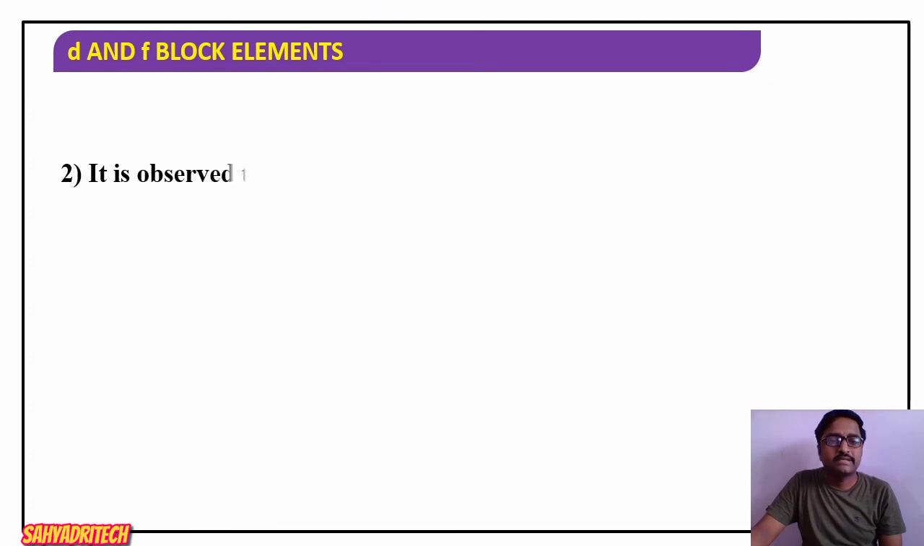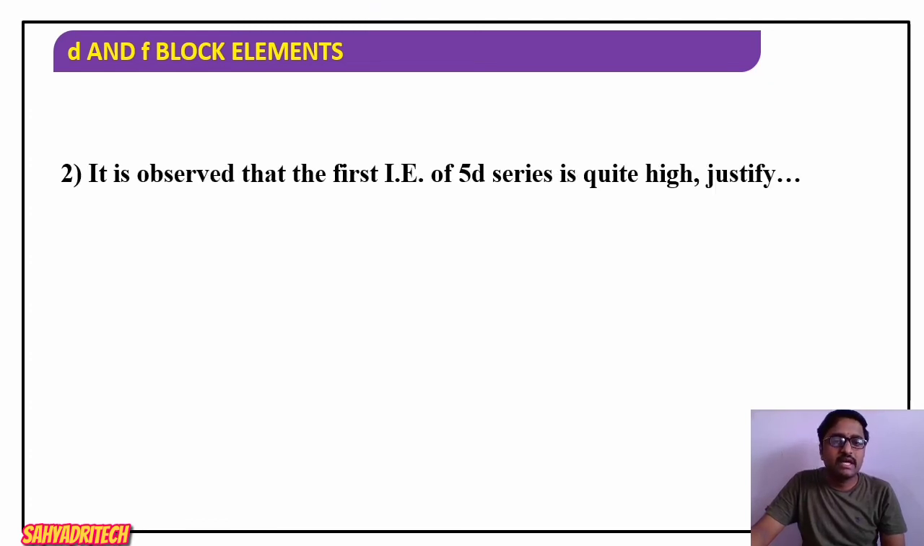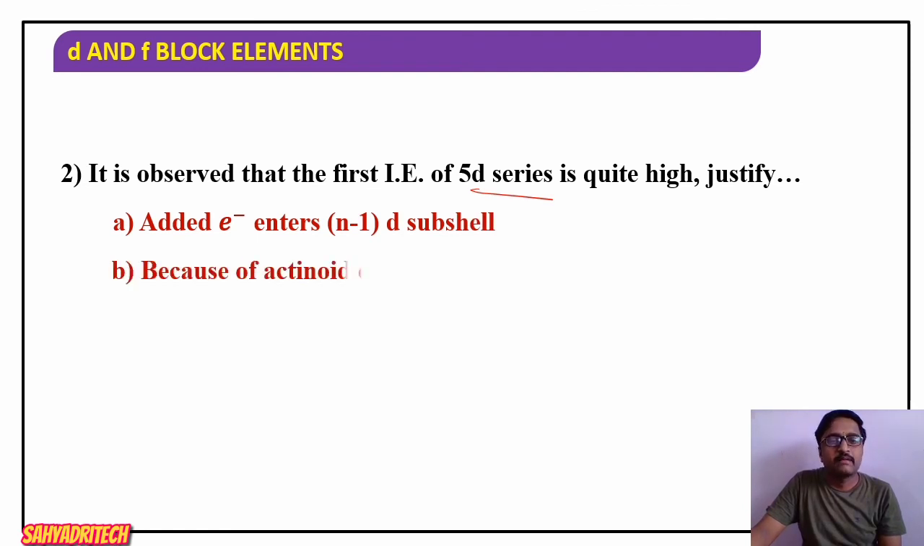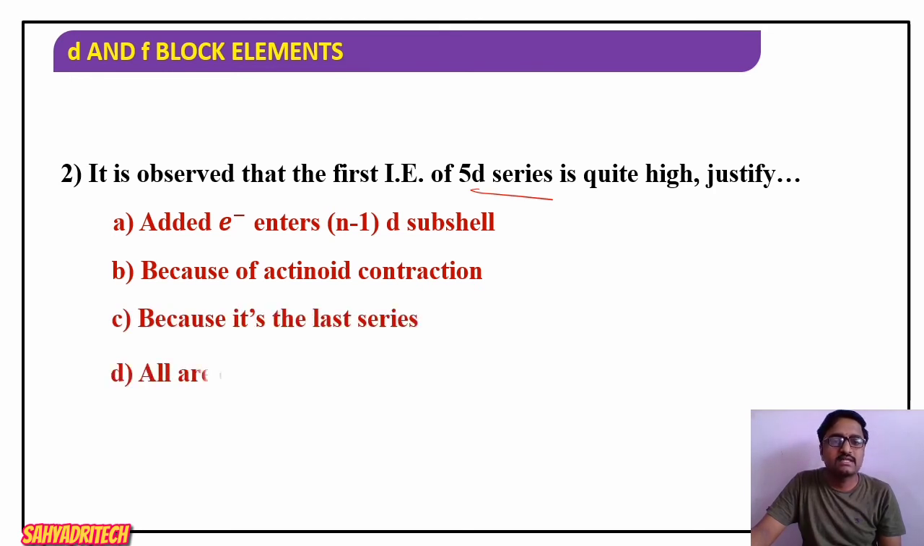Well, next one. It is observed that the first ionization enthalpy of the 5d series is quite high, if we compare the first ionization enthalpy of 3d, 4d, 5d and 6d. So, the first ionization enthalpy of the 5d series is quite high, justify. Options: added electron enters the (n-1)d subshell, because of actinide contraction, because it's the last series, all are correct. So here the added electron enters into the (n-1)d subshell.